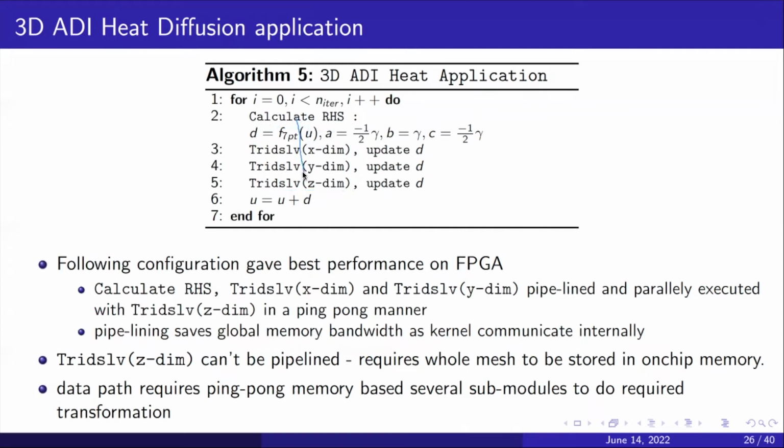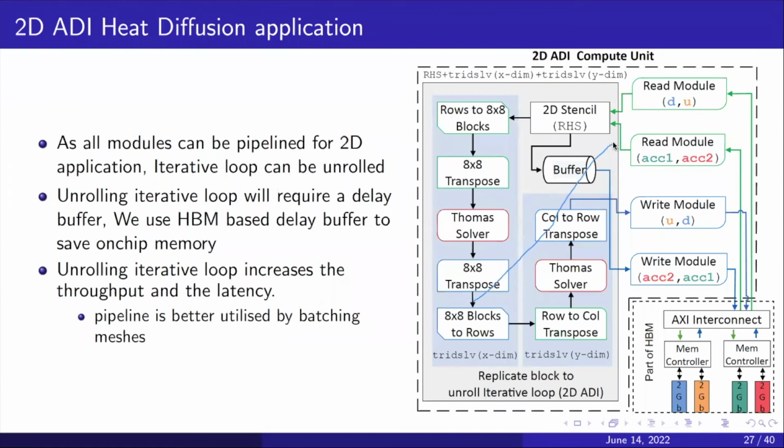These first 3 steps and decoupled set module will operate on meshes in a ping-pong manner for parallel execution. This implementation will require several transformations similar to the 2D case, which we are going to see in the next slide. This diagram shows the main component for FPGA 2D ADI implementation. We use a separate data structure for accumulation for the data flow programming model.